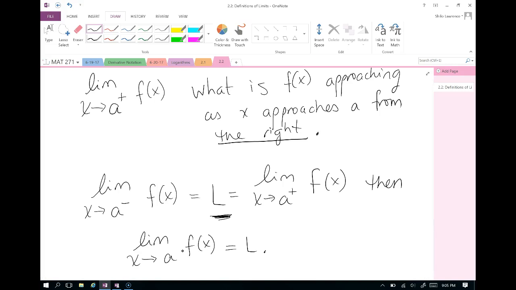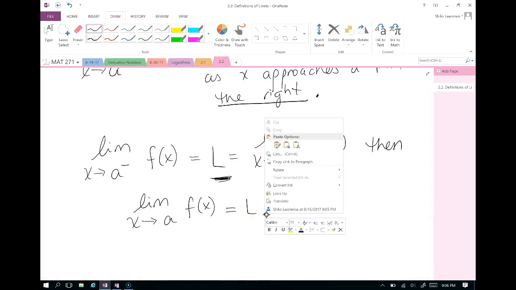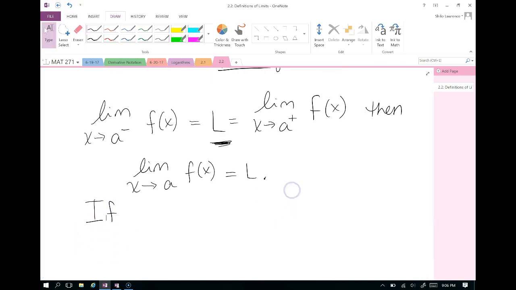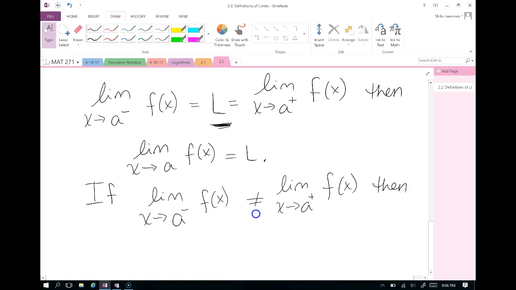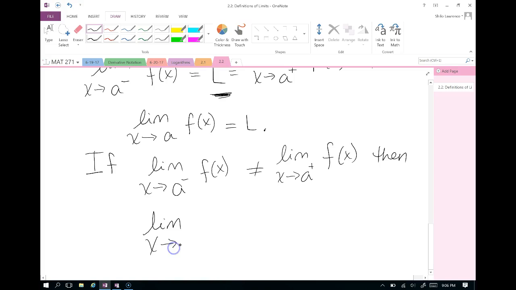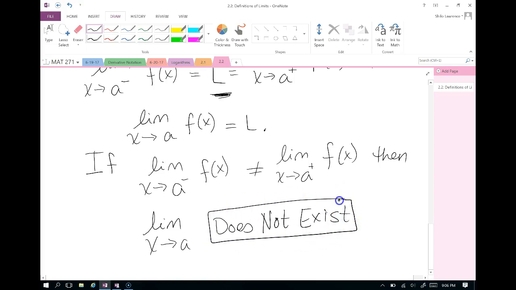If we were to get two different answers when we were to come in from different directions, then we would say that the limit does not exist. So let's add that as well. If the limit as x approaches a from the left of f of x does not equal your limit as x approaches a from the right, then we would just say that this is a limit we can't do, because it looks like it's approaching two different things depending on which direction we're coming in. And we don't want to say two different answers. We want one definitive answer to this limit problem. So we would say that it does not exist.